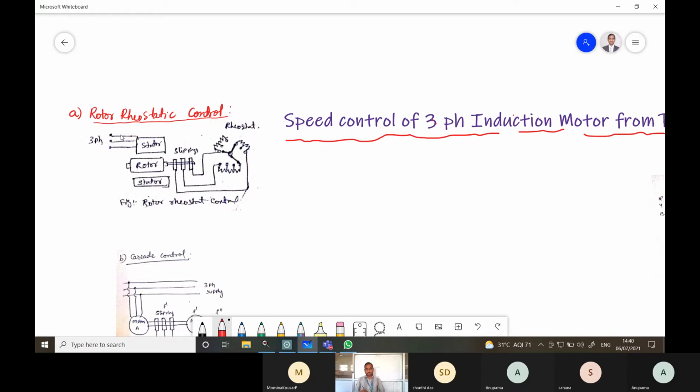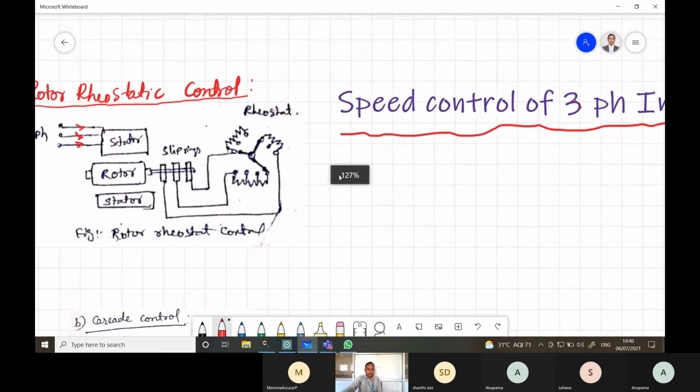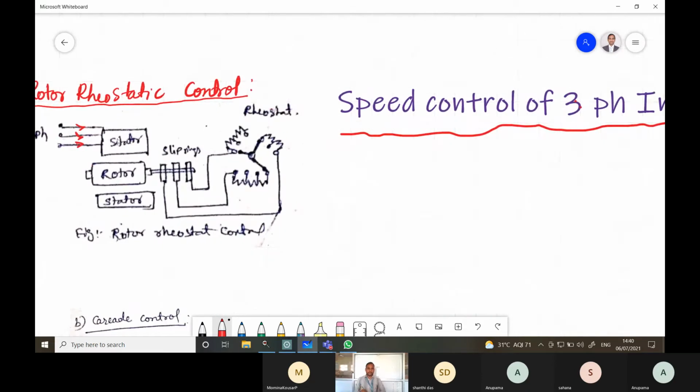Three-phase supply is given to the stator side, and the rotor sits inside the stator winding. The rotor also has three-phase star-connected windings, which are connected to the slip rings. These slip rings are connected to an external rheostat. A rheostat is a resistance. You can vary the external rheostat, and due to this you can control the speed of the rotor. This is called rotor rheostatic control.